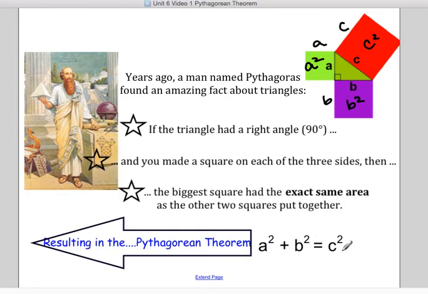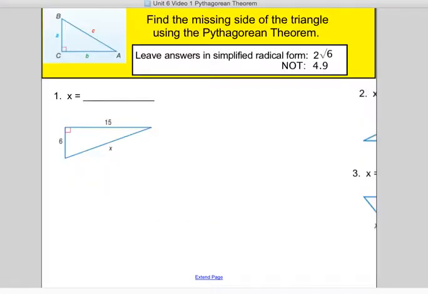Biggest thing to remember is that c has to be the hypotenuse, or the longest side, because that's what will give me the biggest square. So that's probably the hardest piece to remember when you're working with the Pythagorean theorem.